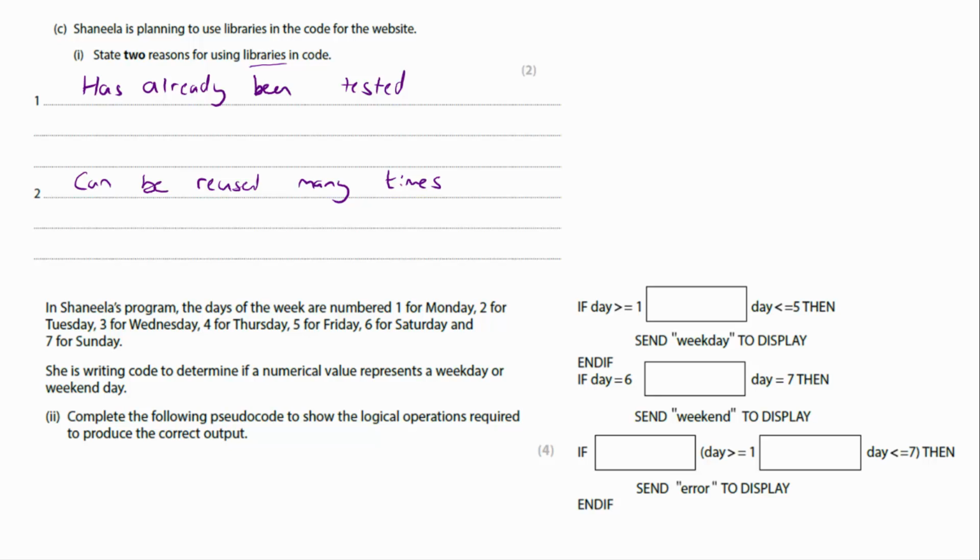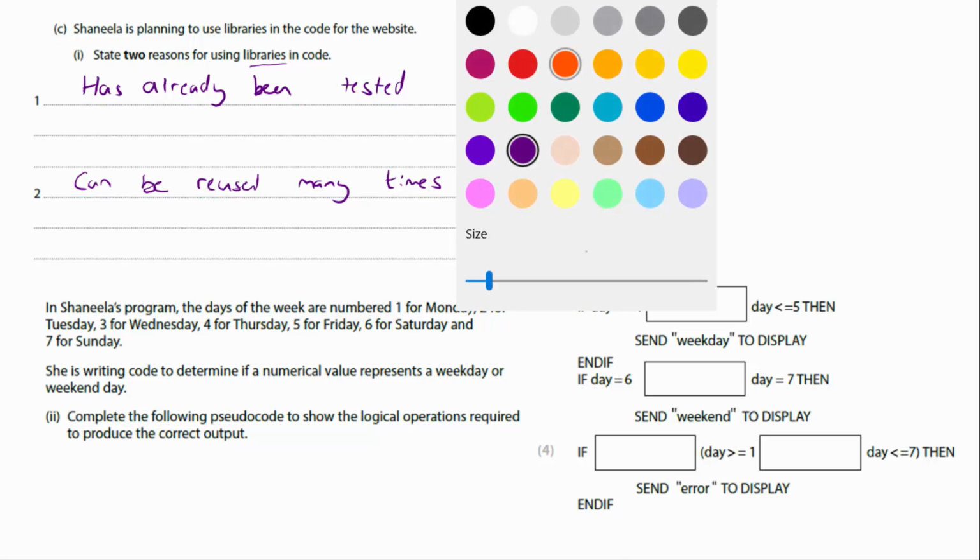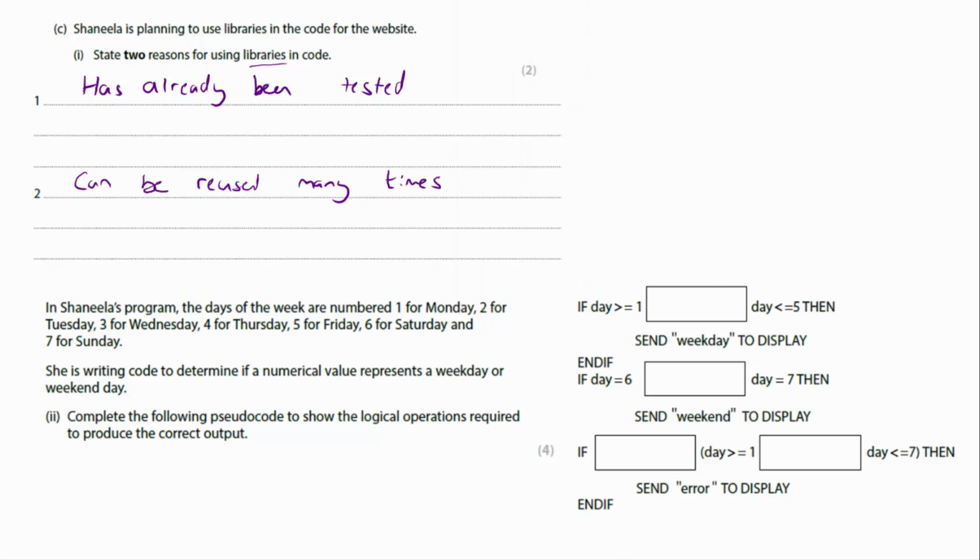So moving on to Shanila's program here. Days of the week are numbered, 1 for Monday up to 7 for Sunday. So she's writing a code to determine whether it represents a weekday or weekend day. I'm going to complete the following pseudocode to show the logical operation. So this is AND, OR, and NOT. These are the 3 basic ones.